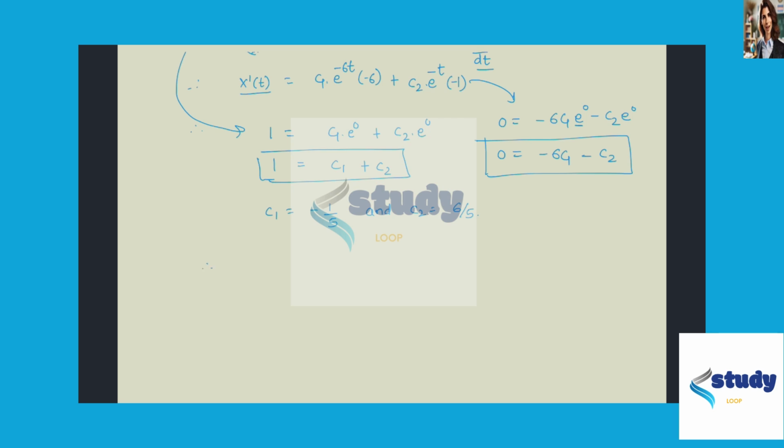So therefore our solution x with respect to t is minus 1 over 5 e raised to minus 6t plus 6 over 5 e raised to minus t, and that's the final solution.